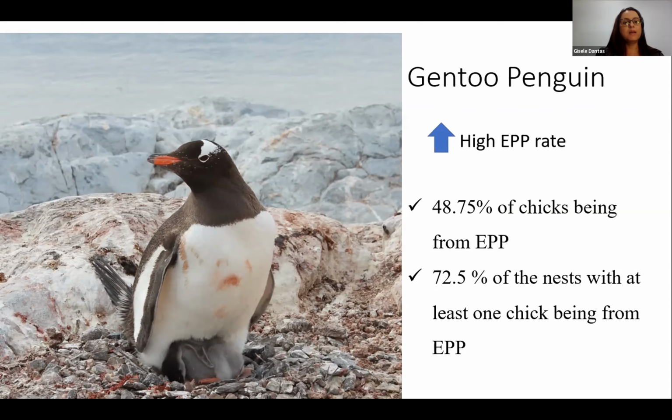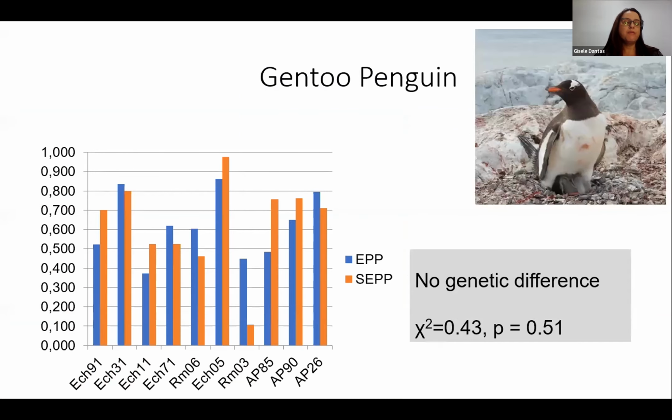However, when we tested for a genetic diversity increase in nests with extra-pair paternity, we didn't find a genetic difference. So for these markers, the microsatellites, which are neutral loci, there is no genetic difference.